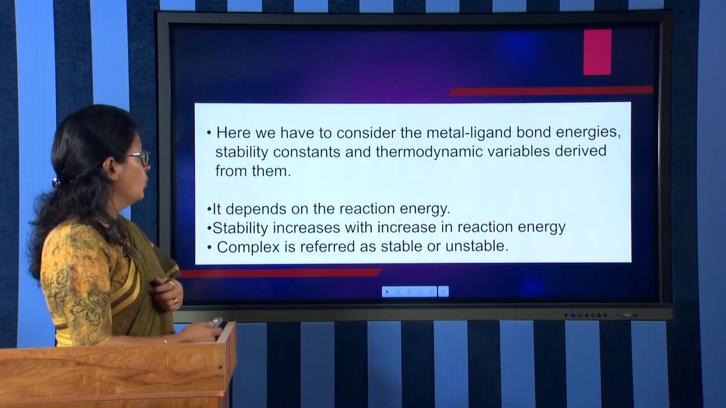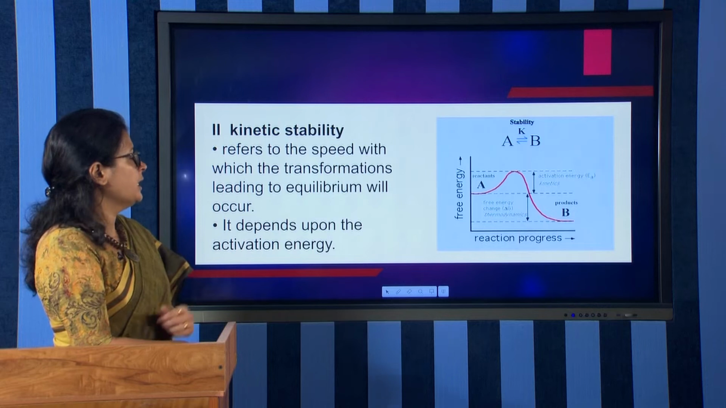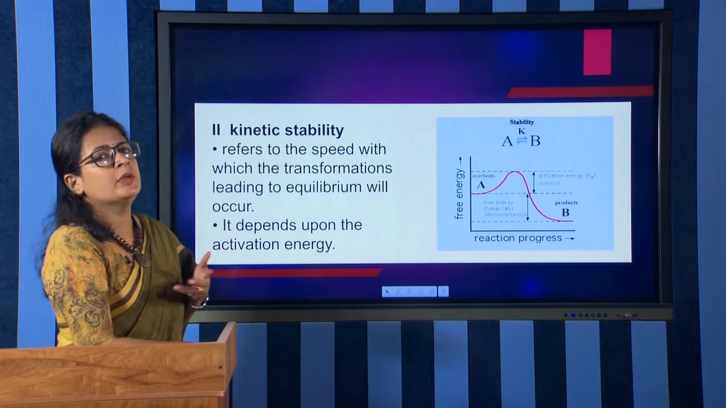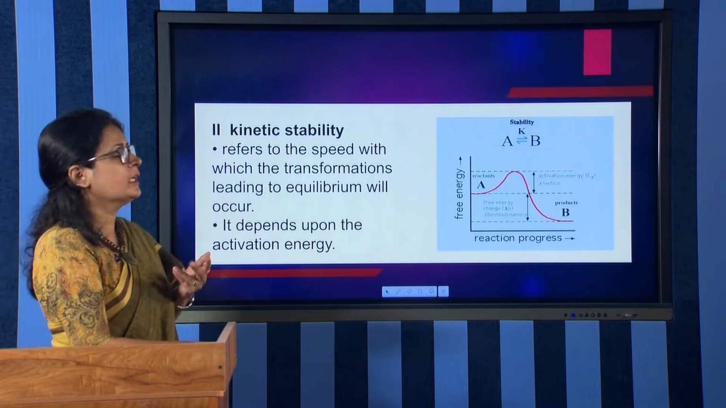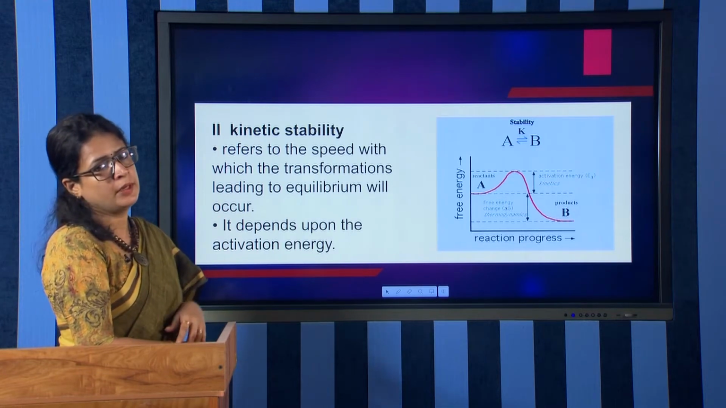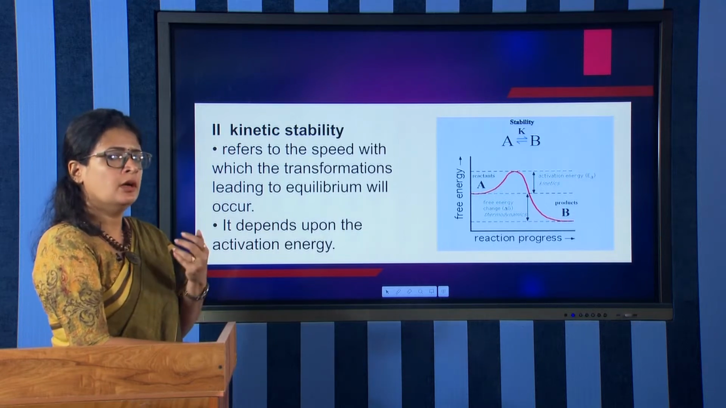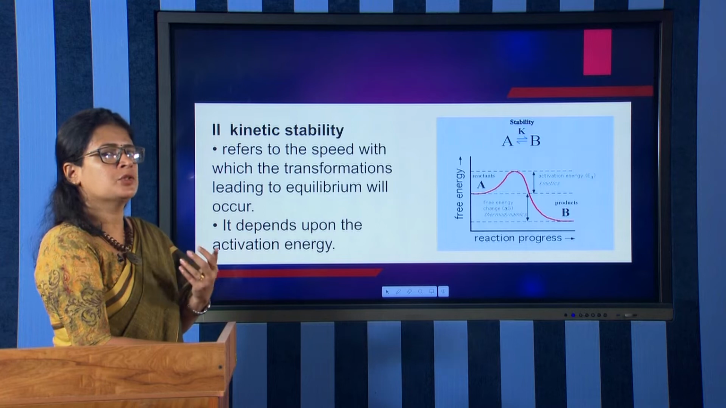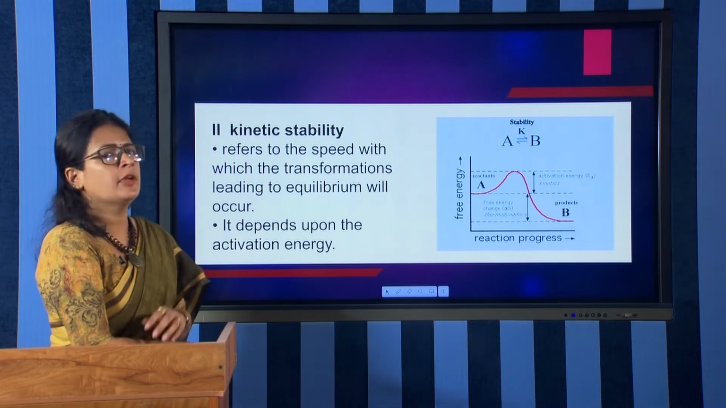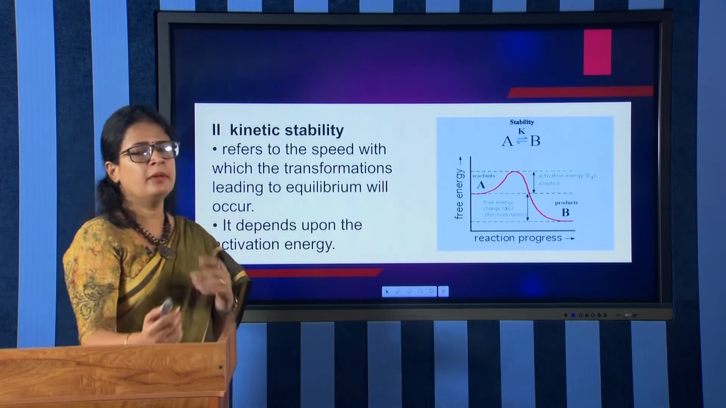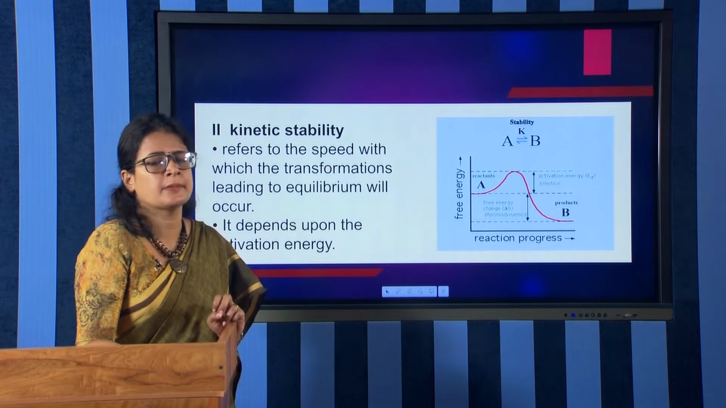Moving on, the second type of stability is kinetic stability. This refers to the speed with which the complex is formed, the speed with which the transformations leading to equilibrium will occur. Kinetic stability is all about the speed with which the reactants combine to form the product, and it depends upon the activation energy, a term you might be familiar with from lower classes.